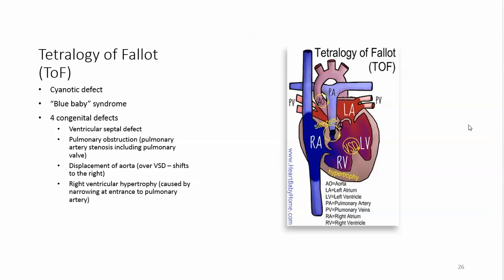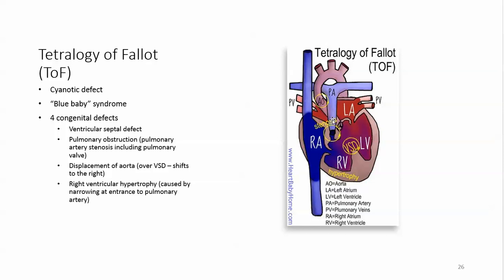Tetralogy of Fallot. This is a cyanotic defect. Blue baby syndrome. There are 4 congenital defects. Okay, there's a ventricular septal defect right there. Pulmonary obstruction. This is where the pulmonary artery stenosis, including pulmonary valve. Okay, and there's the pulmonary artery right here, and there's a little stenosis, the narrowing. The displacement of the aorta. Where's the aorta? Right here. Okay, it's over the VSD, and it shifts to the right.